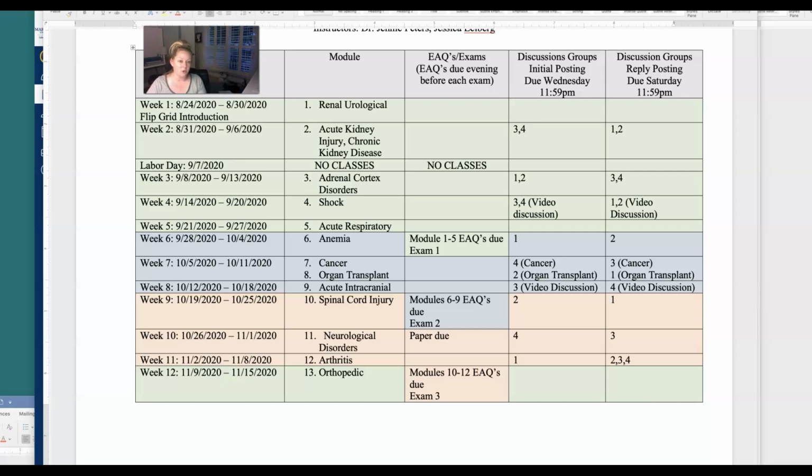Discussions this week. The initial posting will be group 1 and the replies group 2. So groups 3 and 4 have a week off. I'm sorry, groups 1 and 2, you will have a week off soon, in 2 weeks. Yes, I promise, it's written right there.